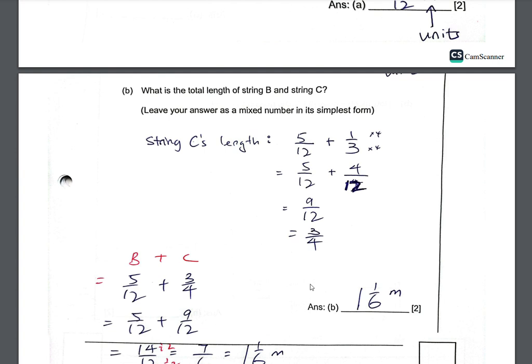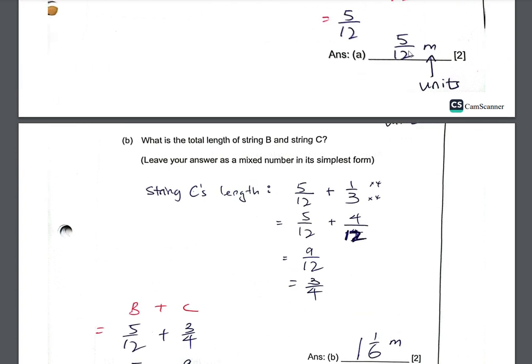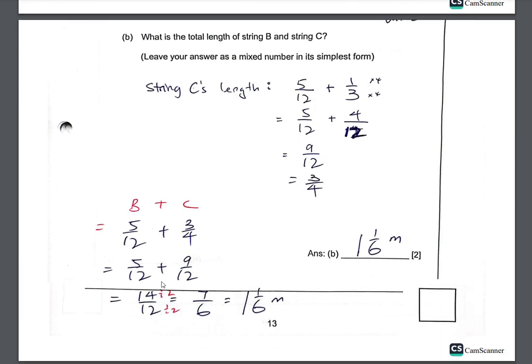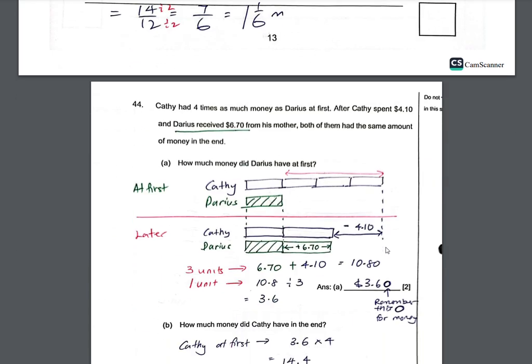Now, what is the total length of string B and C? B is 5/12, then plus 9/12. 5/12 plus 9/12, I get 14/12. And I need to simplify. I divide by 2, top and bottom, I get 7/6. And I change this to a mixed number. We are asked to change to a mixed number, so you have to change to a mixed number. I get 1 whole and 1/6.